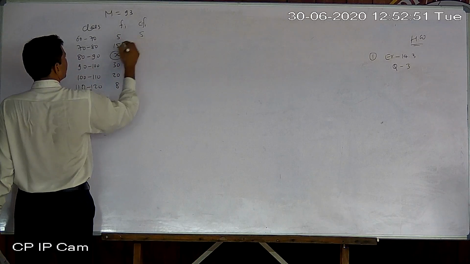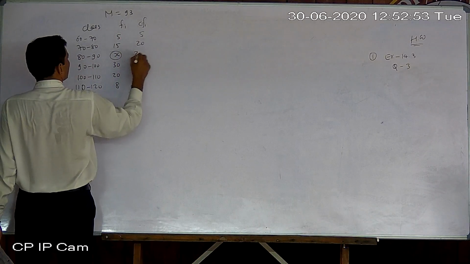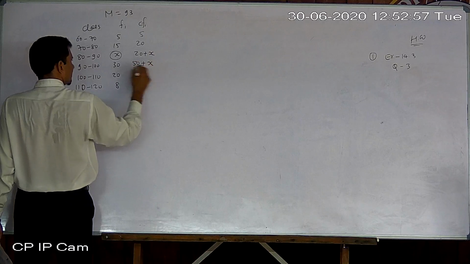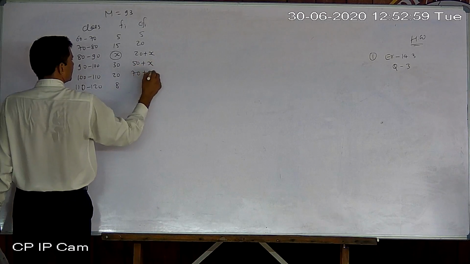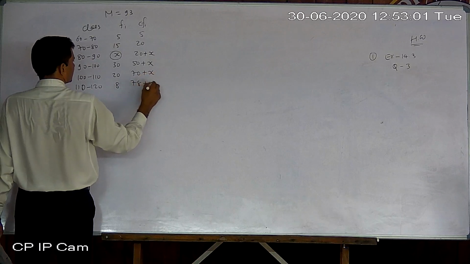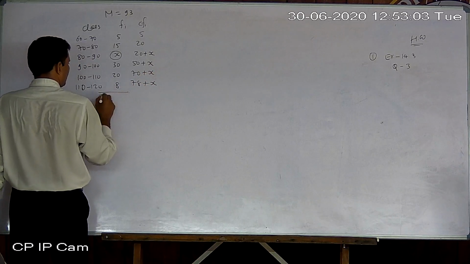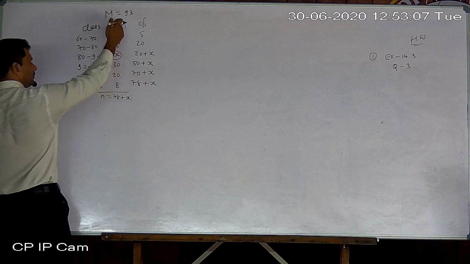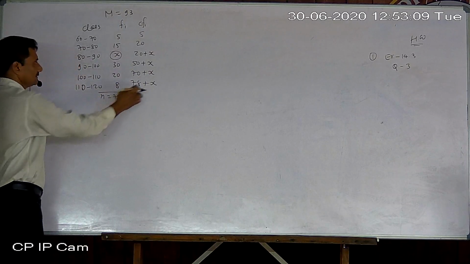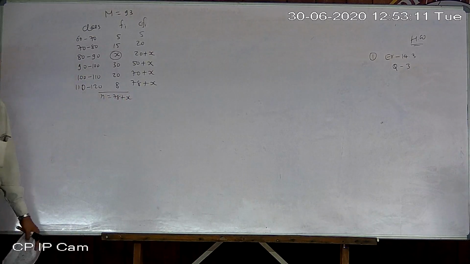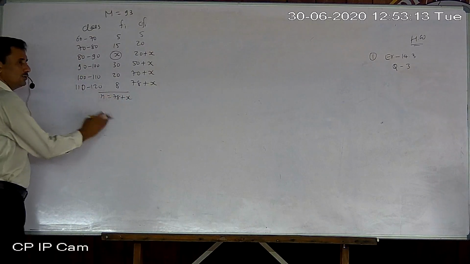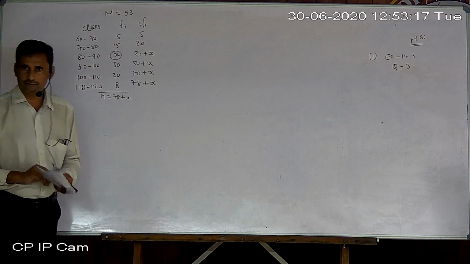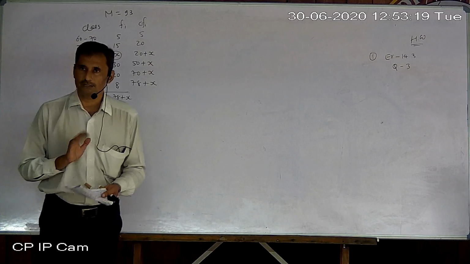So 5 plus 15, 20 plus x, 20 plus x plus 30, 50 plus x, 70 plus x, 78 plus x. Okay, so that is nothing but n. That is indirectly the sum of the whole column of Fi. Okay, so that is sigma Fi or n. Now no comparison here and no equation number 1. Why? N is not given. N is never given whenever one frequency is missing.